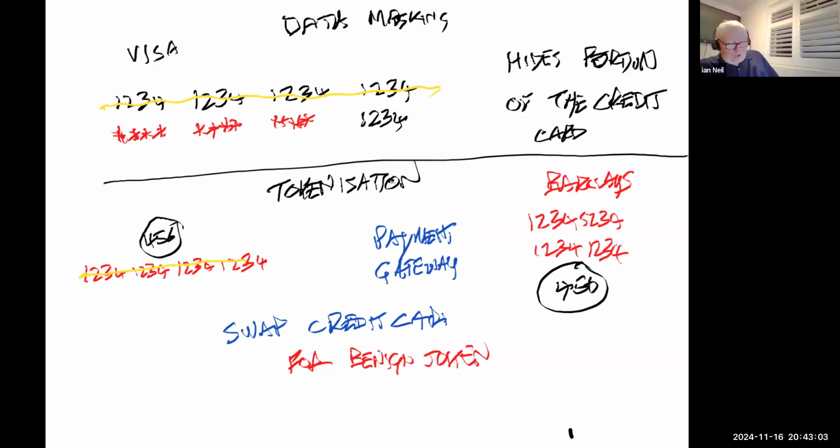So the problem with tokenization, if I want to retrieve the credit card, I've got to go to the payment gateway and say, here is my token 4, 5, 6. May I have my credit card? How's that? Okay.